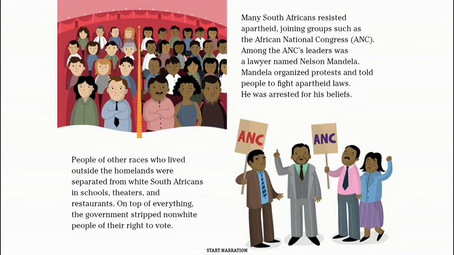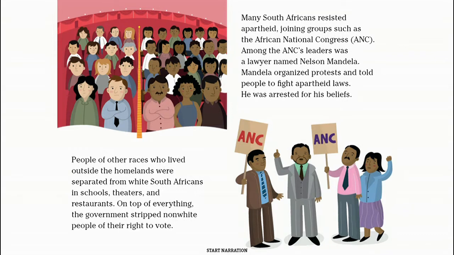On top of everything, the government stripped non-white people of their right to vote. They weren't allowed to choose who the next leader would be. And that's not fair at all. Every single person deserves to have a vote. But the National Party said, nope, we're not going to let people of color, people with browner skin, vote, and that's not fair. So many South Africans resisted apartheid.